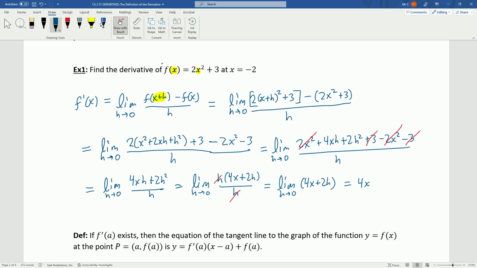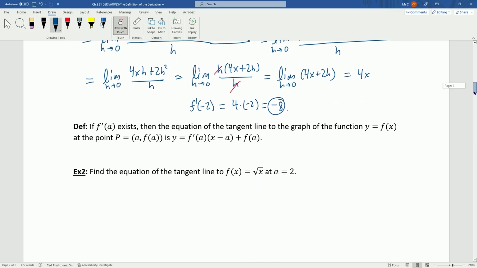But the question didn't ask for the general derivative of f of x, even though that's what I found. It instead asked for the derivative of f of x at x equals negative 2. So f prime of negative 2 equals 4 times negative 2, which is negative 8. So that's our answer for this one. In other words, this is the slope of the tangent line to the function f of x at negative 2, or the instantaneous rate of change of the function at x equals negative 2.